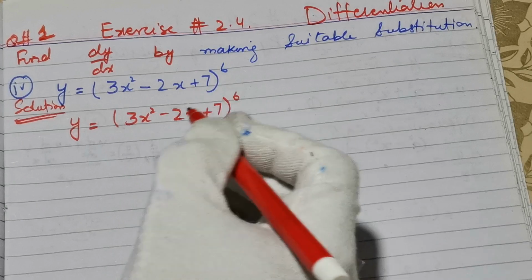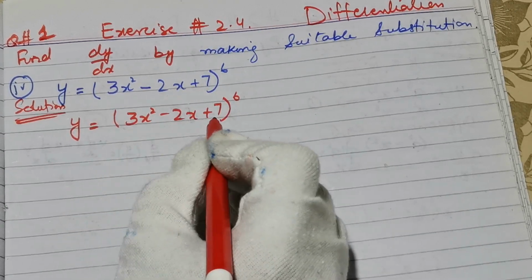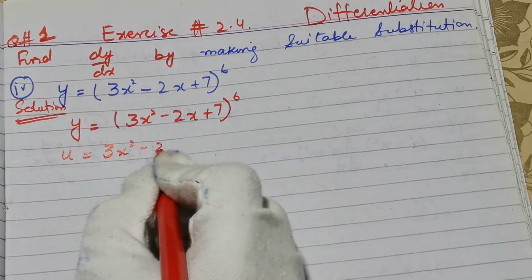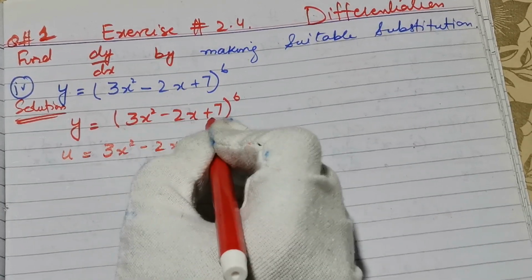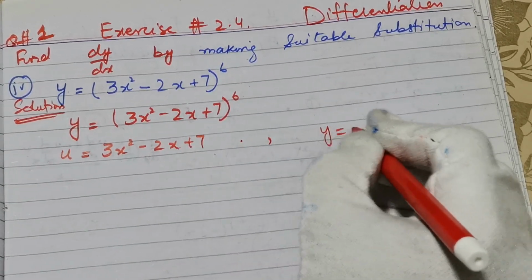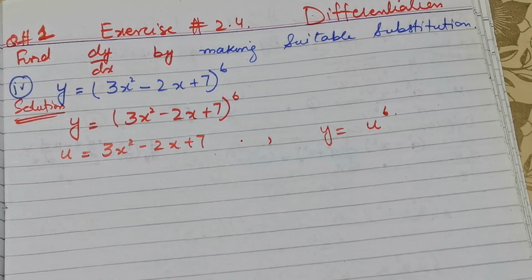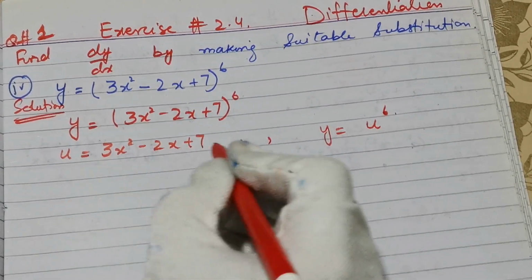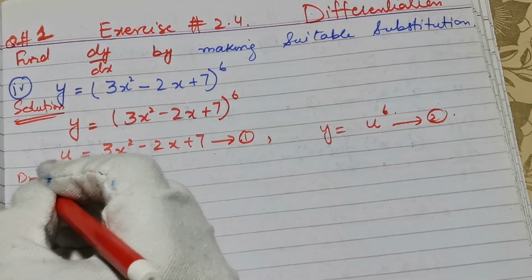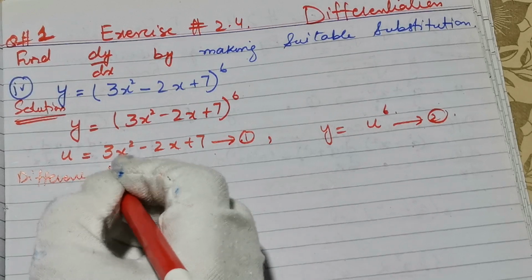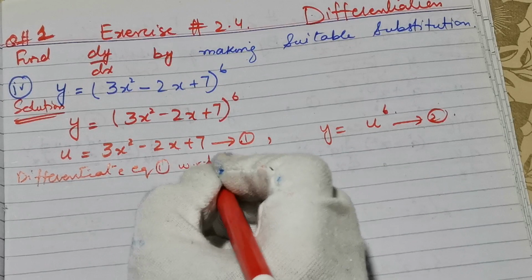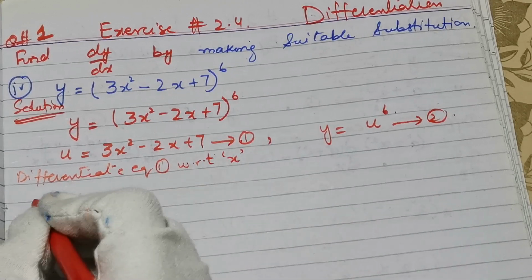And how to substitute? First of all, we will consider this term as u is equal to 3x square minus 2x plus 7. If we consider this term as u, then our y becomes y is equal to u raised to power 6. Now name this equation 1 and this equation 2. First of all, here the variable is x, so we differentiate equation 1 with respect to x.